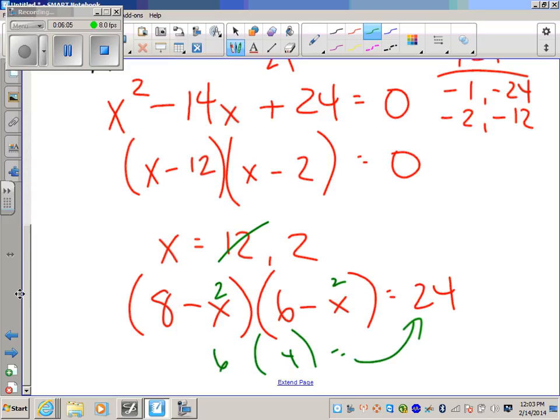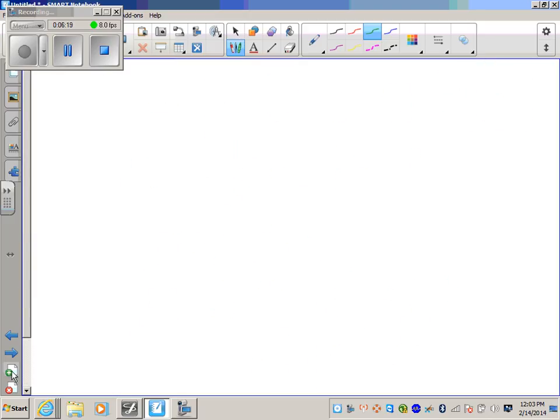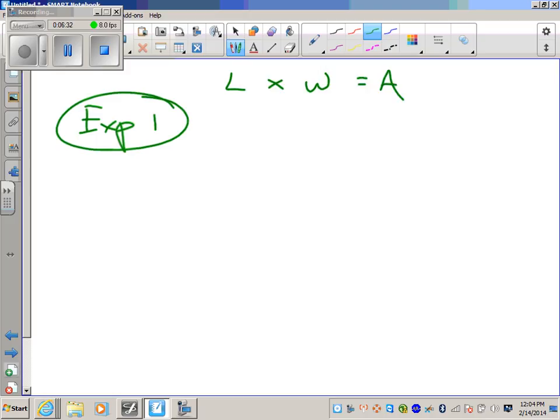It's a little long, but let's take a look at exploratory number 1. Let's keep in mind that length times width is equal to the area, especially when we're talking about a rectangle. Length times width.